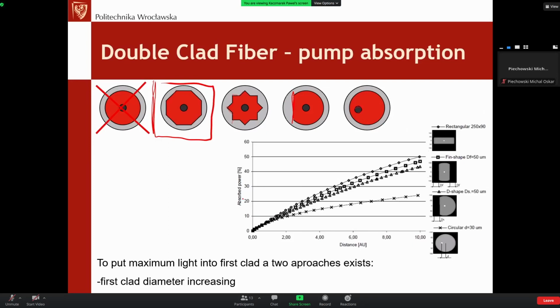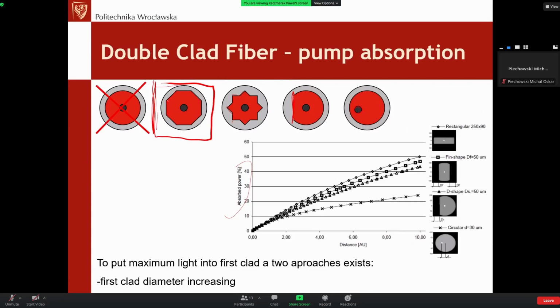And here you have some data of typical absorption versus different shapes of this first cladding. You can see the shape also matters for such a case. But as I told you, this hexagonal structure is the most popular one.